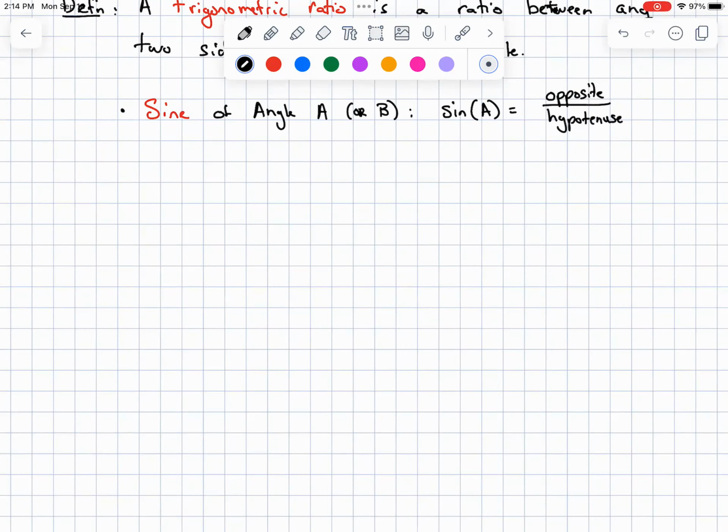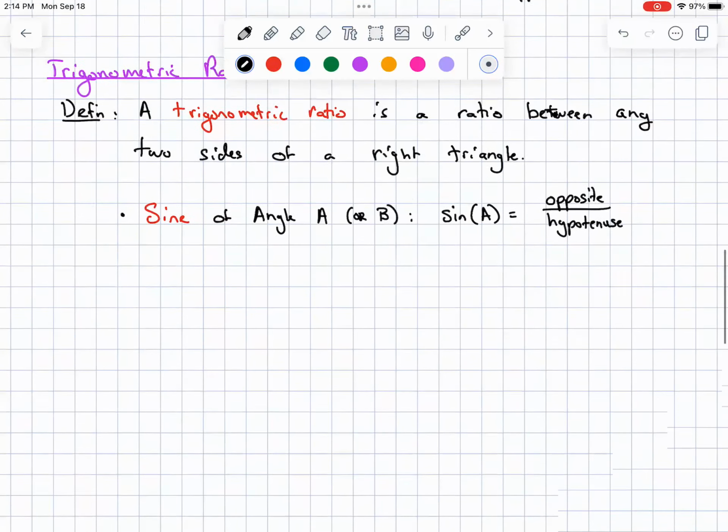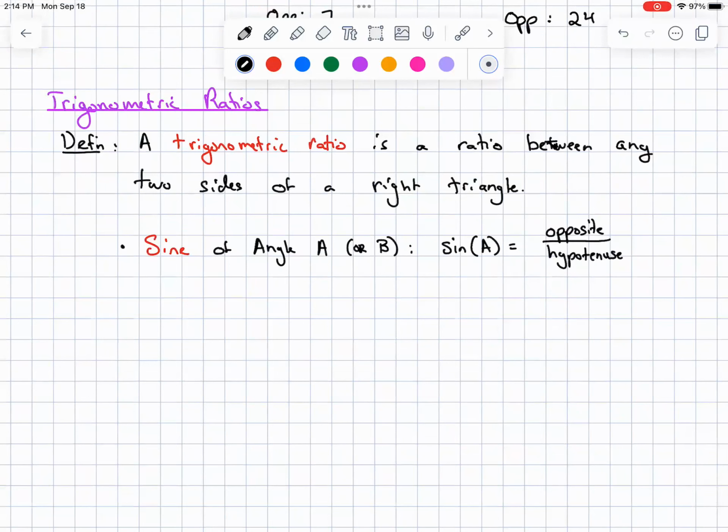The next one is called cosine of angle A or B. And the abbreviation for cosine is cos of A.